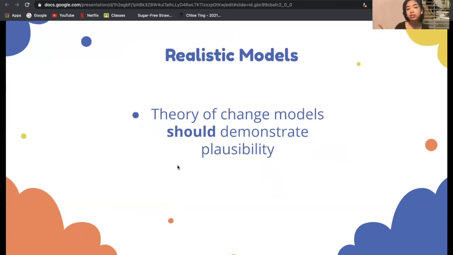So again, the theory of change model should be realistic. It should demonstrate plausibility. As I quote from the book itself, they talk about world peace. And yes, world peace is a plausible thing to have, maybe. But if we only use one strategy, maybe communication, we won't be able to get that result. So we have to have a lot of strategies to attain world peace. It's realistic, yes, but it's very hard if we only implement one strategy for that result.